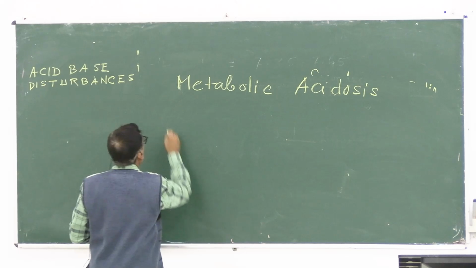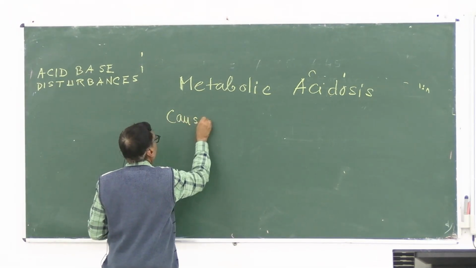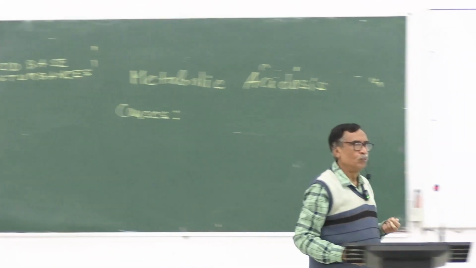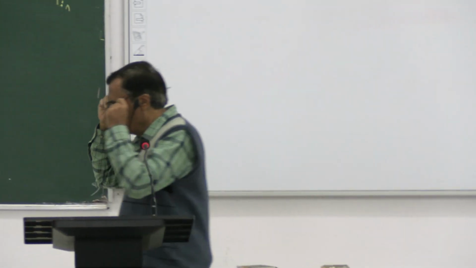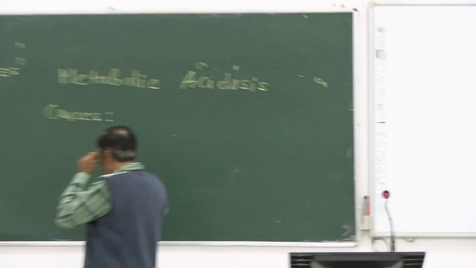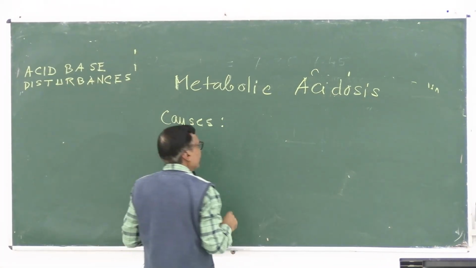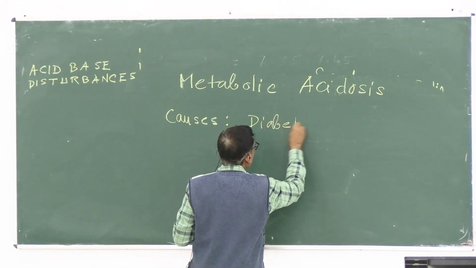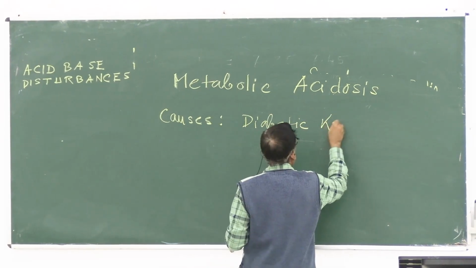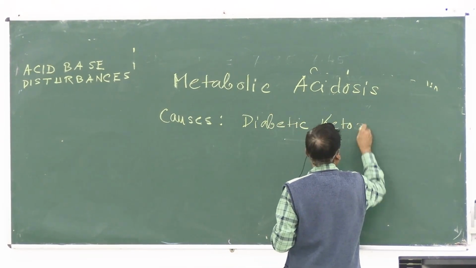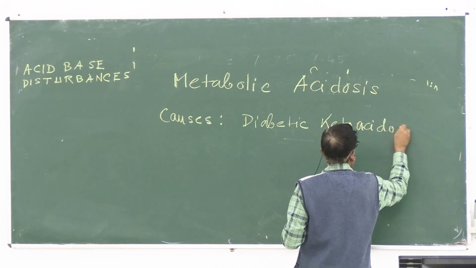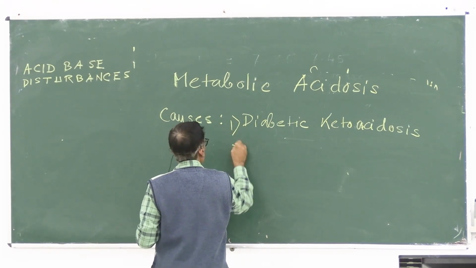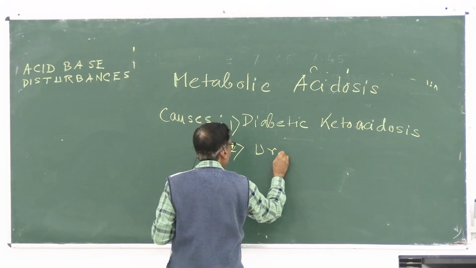What are the causes? When there is acid, you are familiar with some acidosis. One is diabetic ketoacidosis. It is a type of metabolic acidosis. Another is uremia or renal failure.